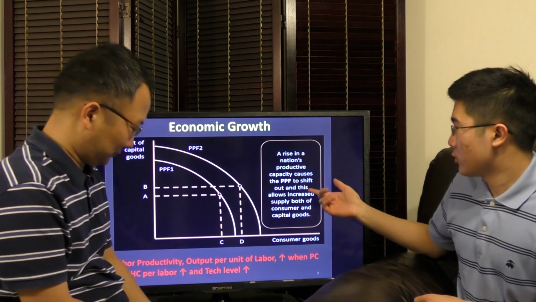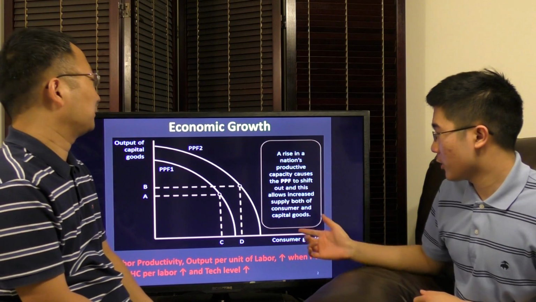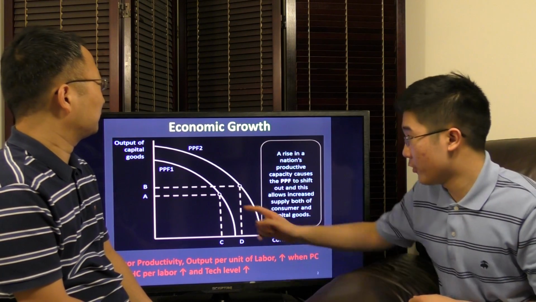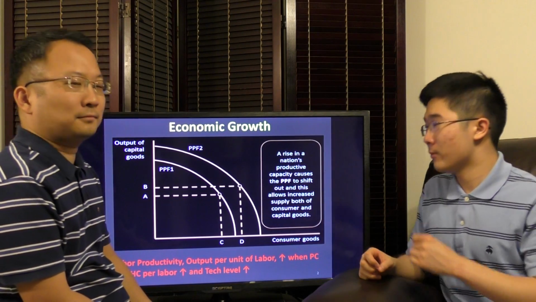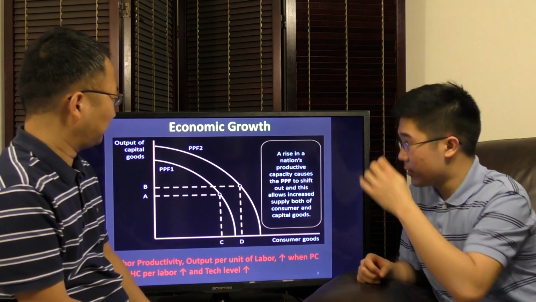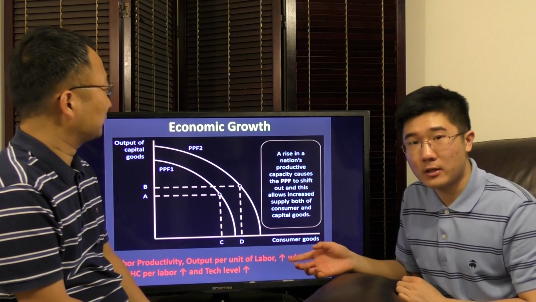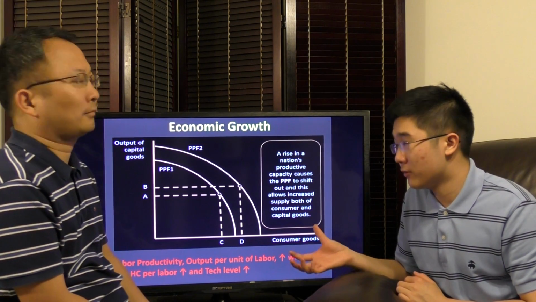And you see here, a shift to the right, an increase in supply of both capital and consumer goods, or maybe just one of the goods. For instance, it could expand to the right or expand upwards, or it can do both at the same time. And so, of course, how does this happen? It happens because of labor productivity increases, overall productivity or productivity per unit of labor.